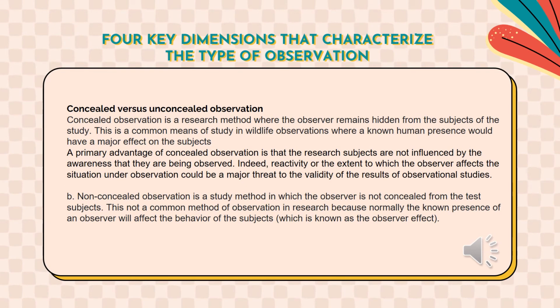Concealed versus unconcealed observation. Concealed means hidden, so it means hidden data. Concealed observation is a research method where the observer remains hidden from the subjects of the study. This is a common means of study in wildlife observation, where a human presence would have a major effect on the subjects.